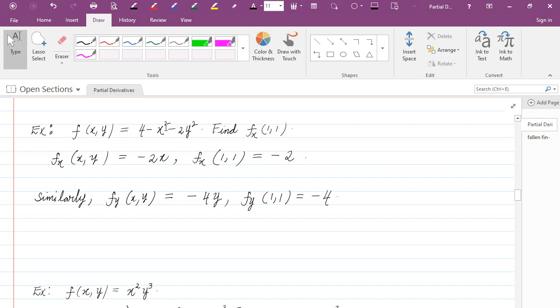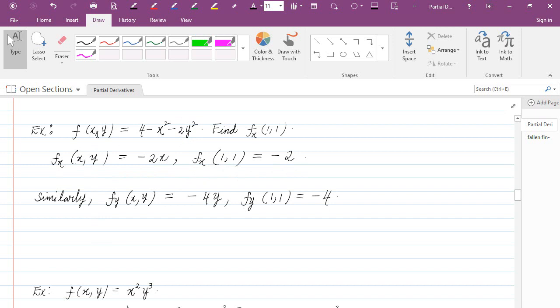Derivative of negative x squared would be negative 2x. And the derivative of negative 2y squared with respect to x would be 0, because again, with respect to x, we are assuming that y is a fixed constant. So then the partial derivative of f with respect to x evaluated at 1, 1 is equal to negative 2.